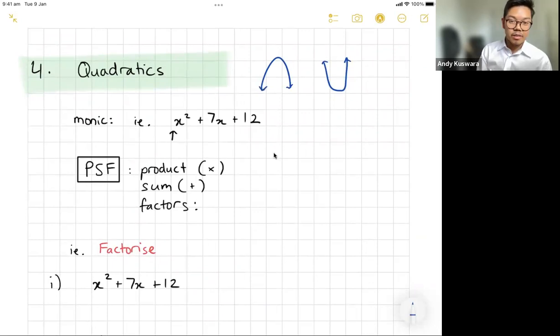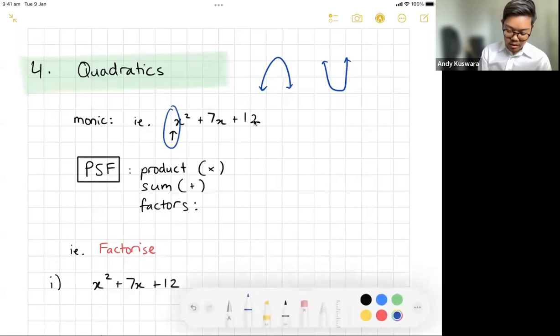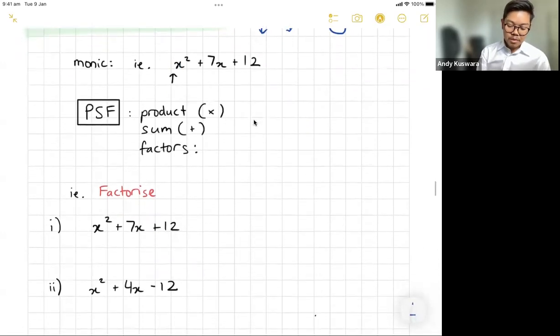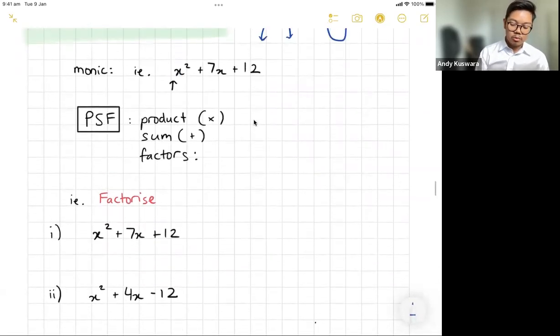But the main idea of this is you'll often have this thing called a trinomial where there's 3 terms. There's a squared term, just a single x term, and a constant term. Okay, and monic just means that there's no number in front of the x. These ones are infinitely easier. So the way that I like to factorize this is what we call PSF, product sum factors.